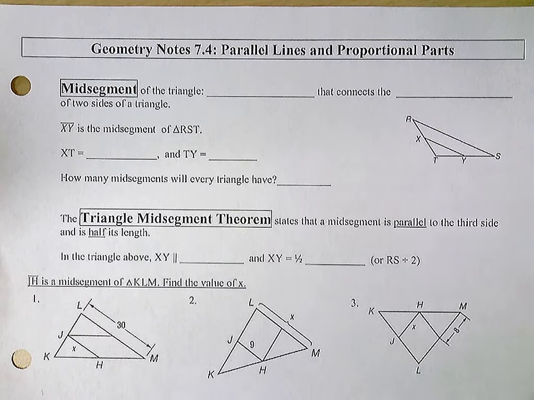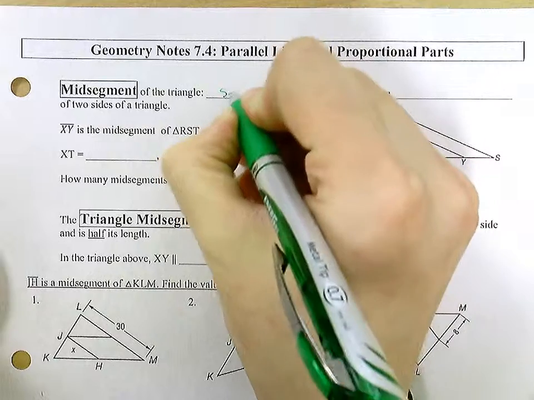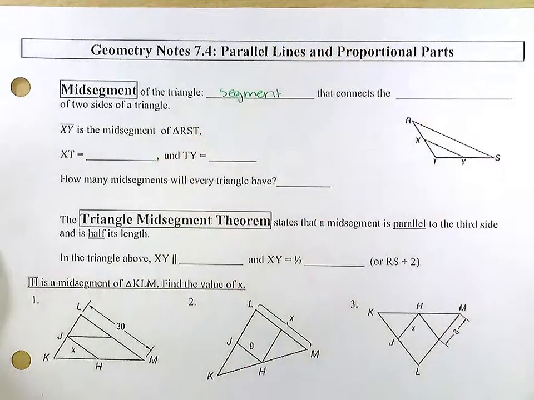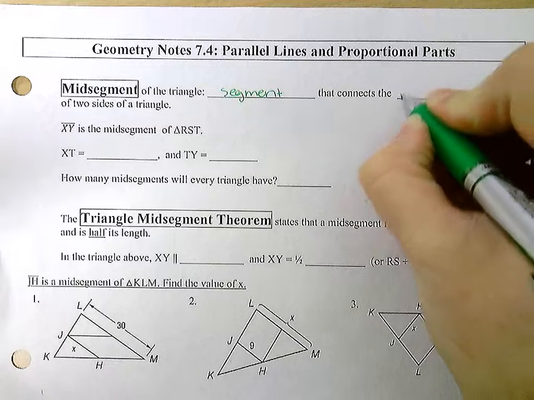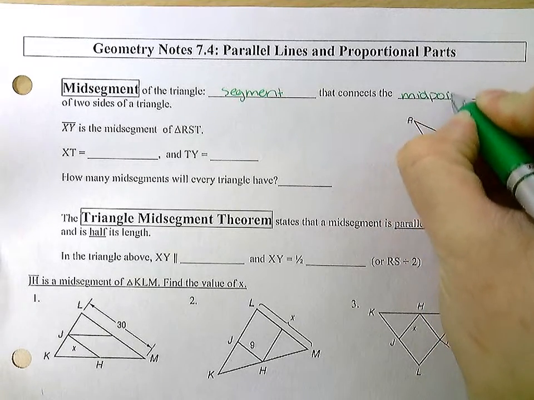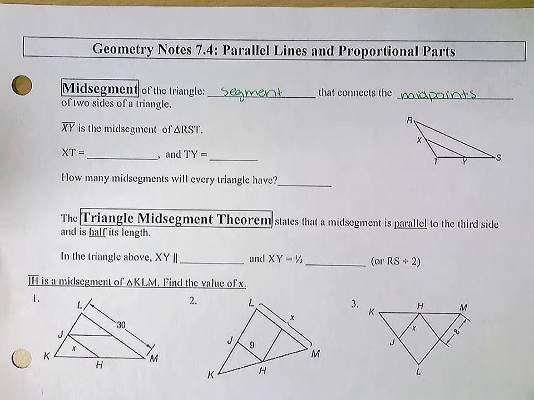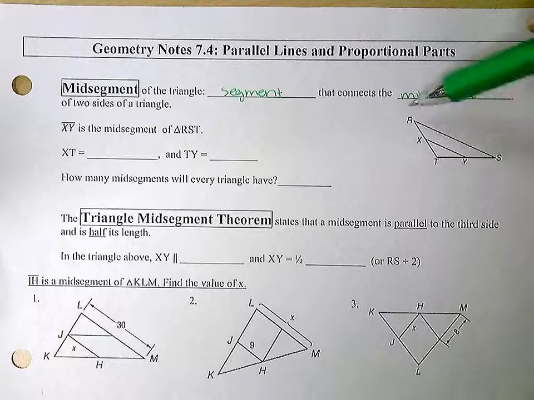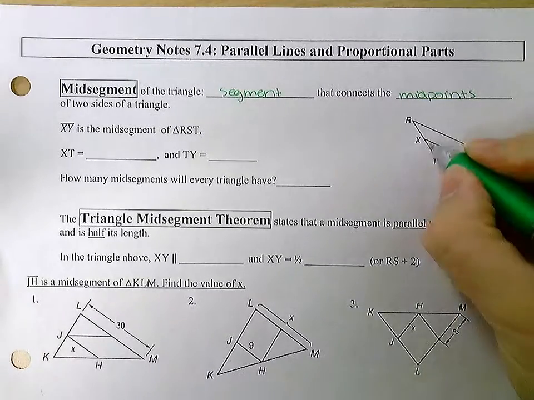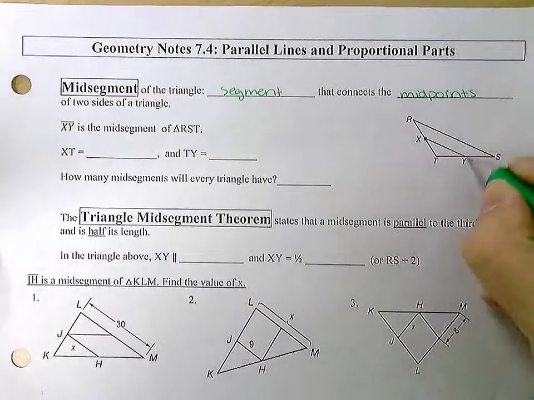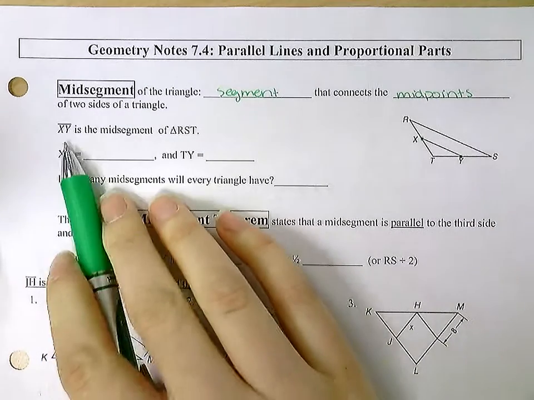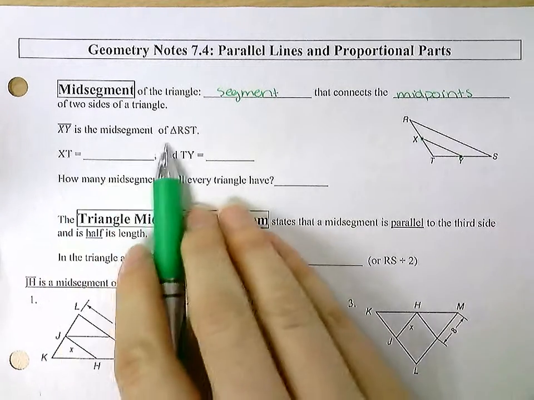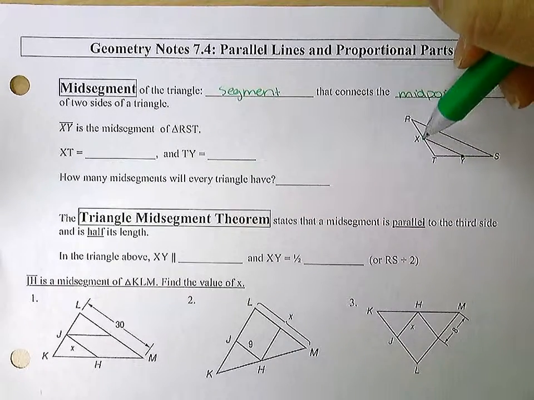So first off, I want to go over a mid-segment. The mid-segment of a triangle is the segment that connects the midpoints of two sides of the triangle. Okay, so if I have two sides, RT and TS here, and X is a midpoint and Y is a midpoint, XY would have to be the mid-segment of triangle RST.